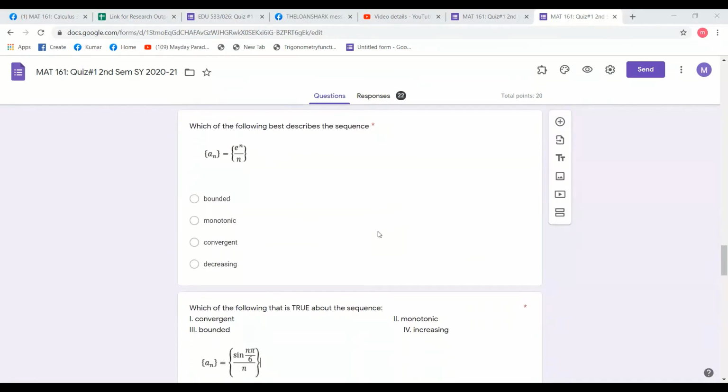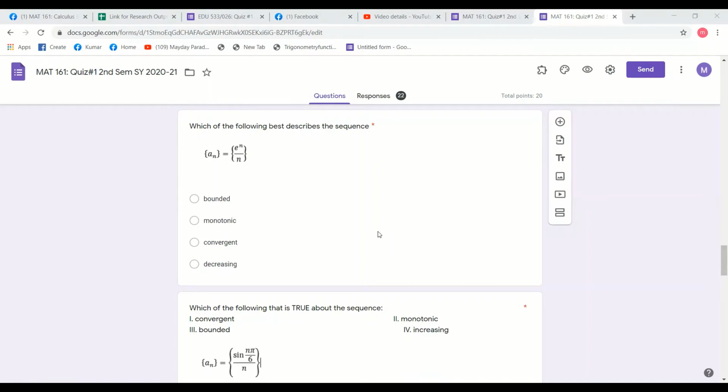The next item. Which of the following best describes the given sequence? Okay, is it bounded? If it's bounded, it should have a limit. So you have there e to the power of n over n. So it's hard to identify, no?